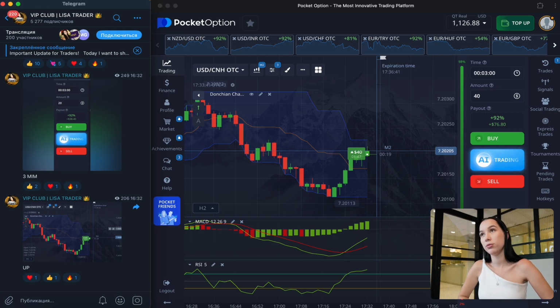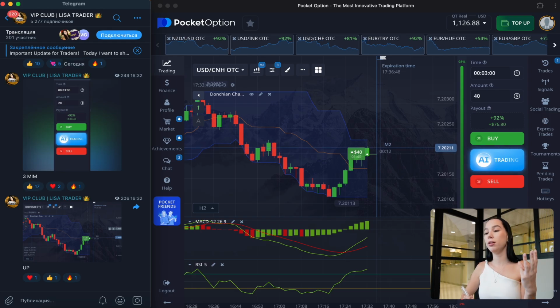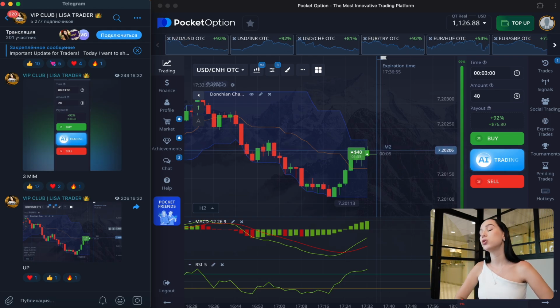Because if we leave the time at 3 minutes with this kind of great uptrend, in 3 minutes we could have 1 profit trade, right? With 3 minutes, or 3 profit trades by 1 minute each. So this is the thing.